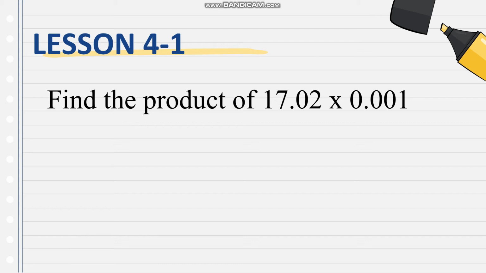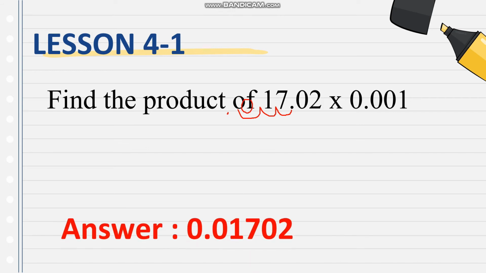Next, 17.02 multiplied by 0.001 or 1 thousandths. So three movements going to the left. 3, 1, 2, and 3. So my decimal is here. Then there is a missing number. I need to put 0. So the answer is 0.01702.